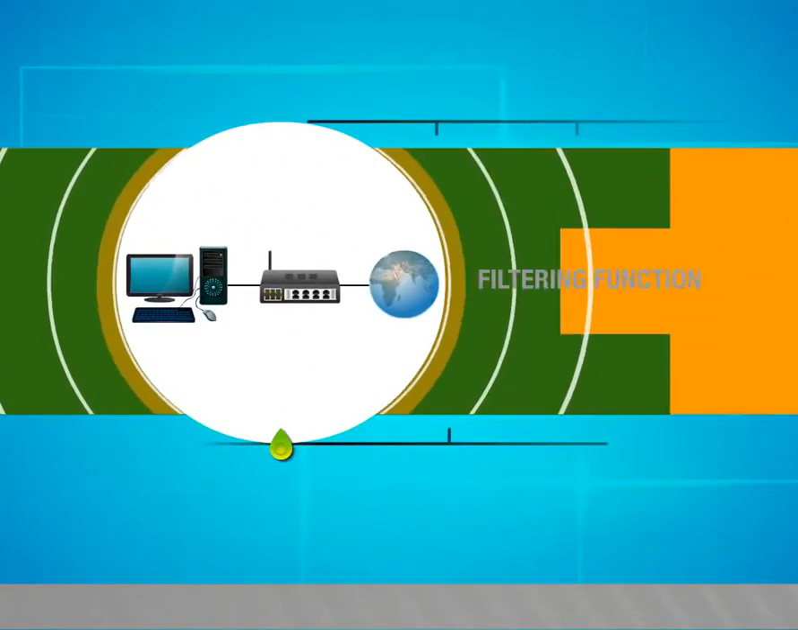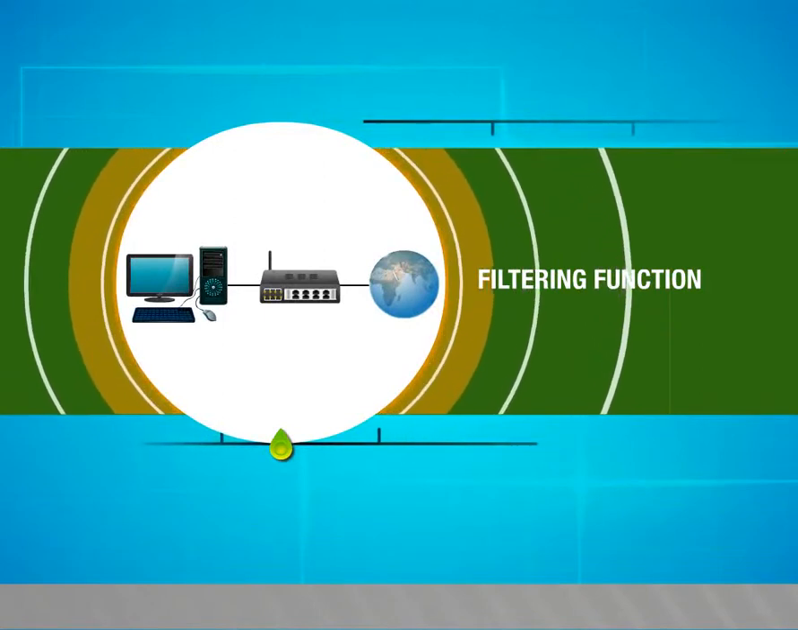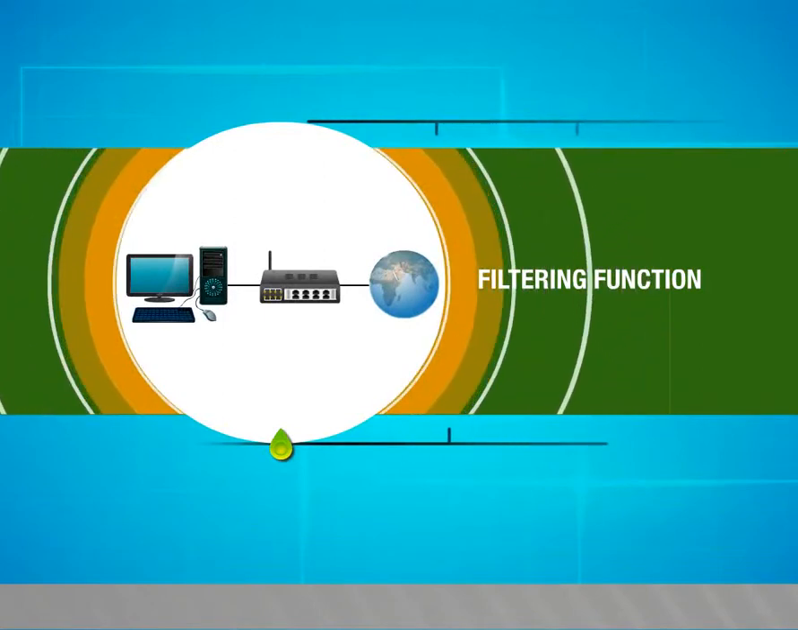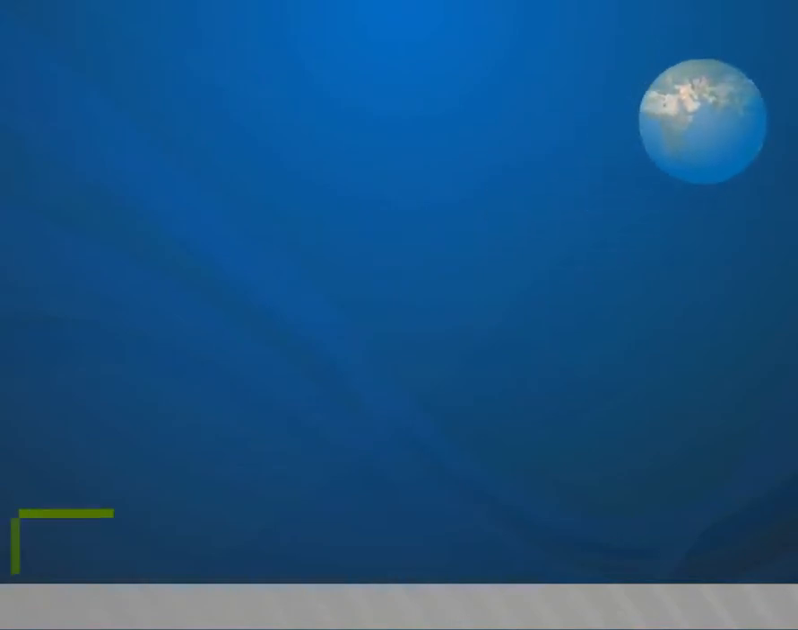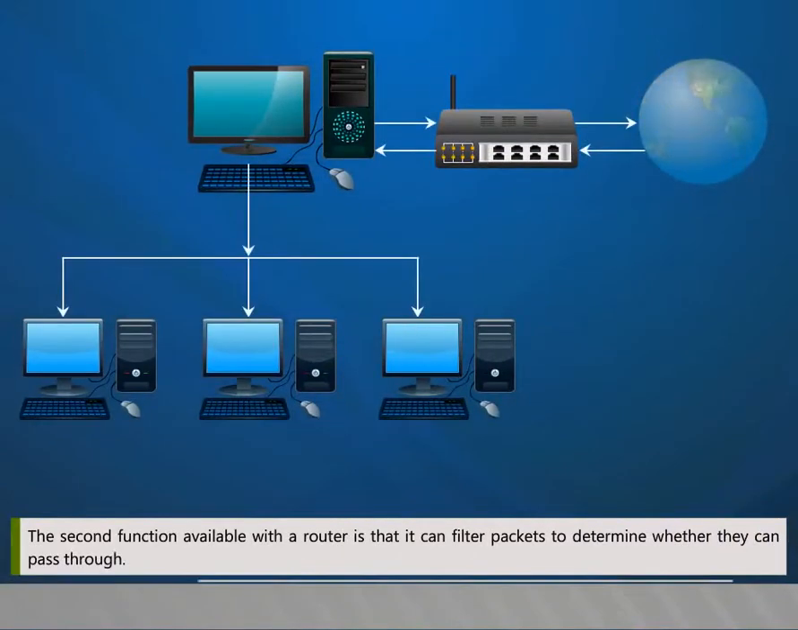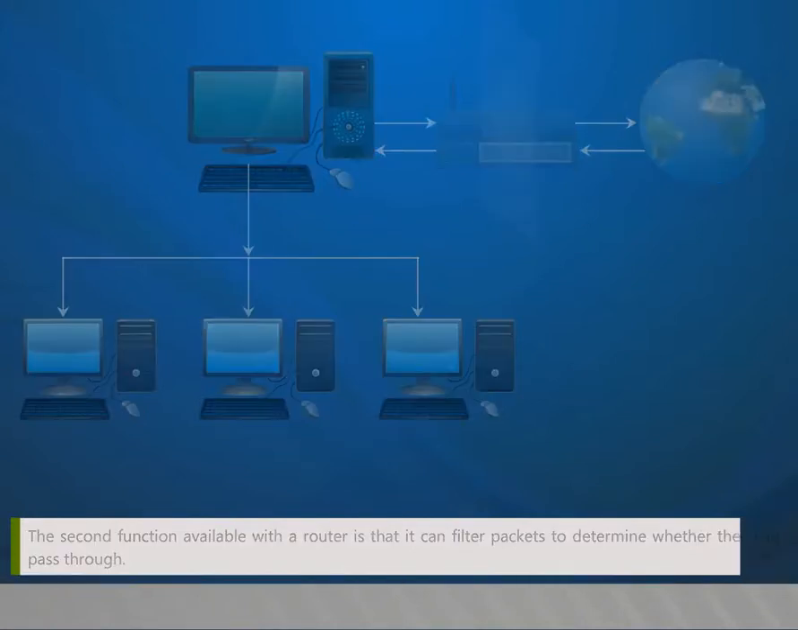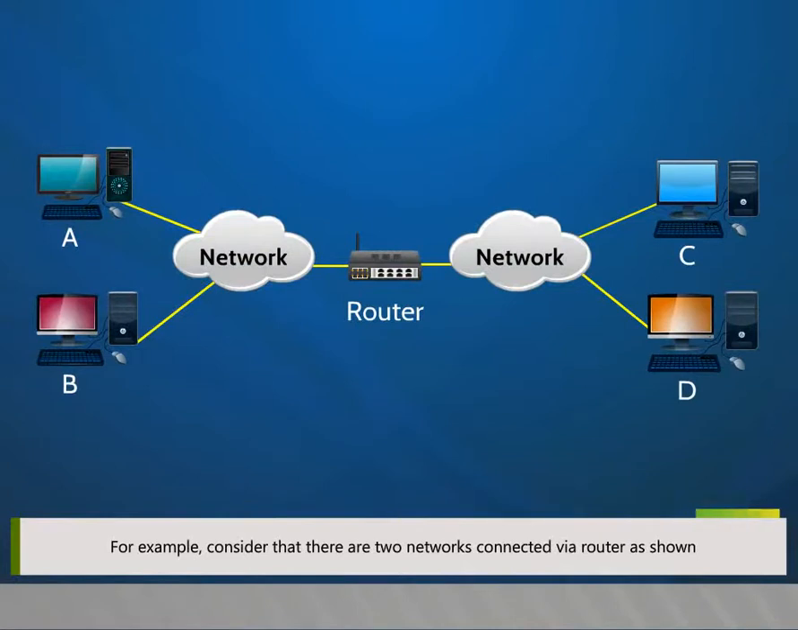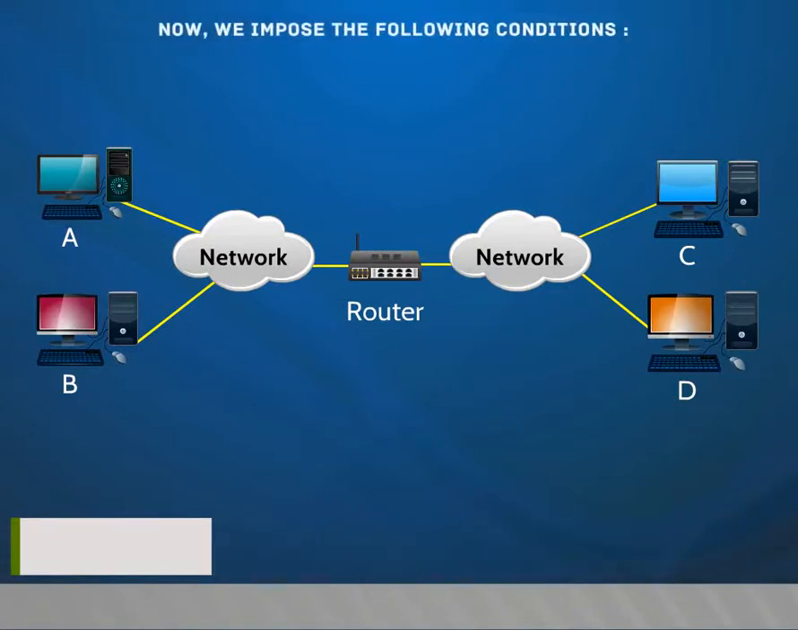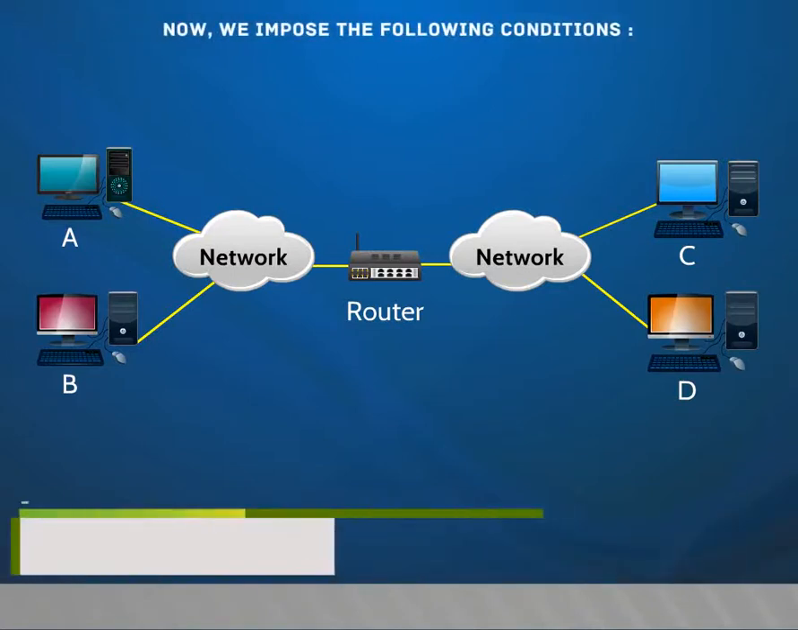Filtering function. In this video, we are going to see about the filtering function. The second function available with the router is that it can filter packets to determine whether they can pass through. For example, consider that there are two networks connected via a router. Now we impose the following conditions.